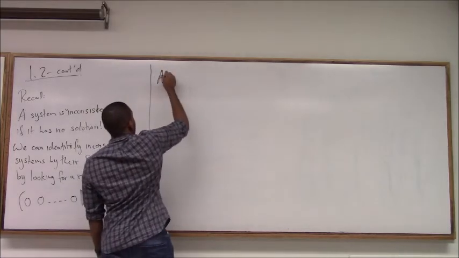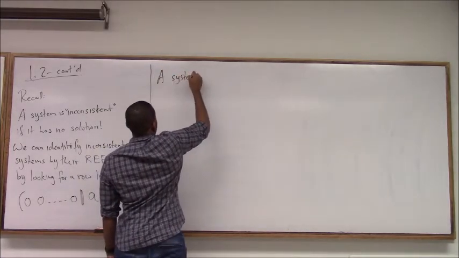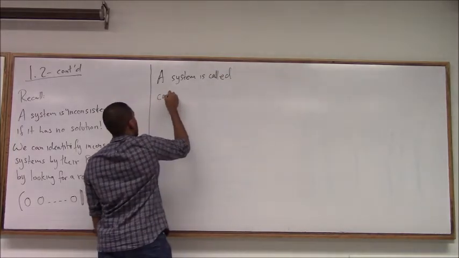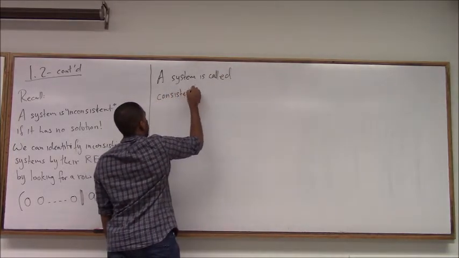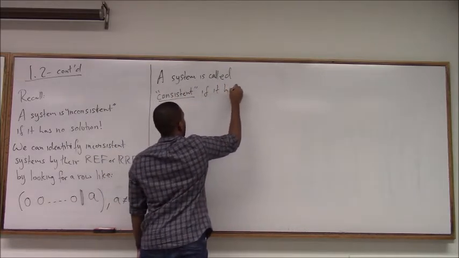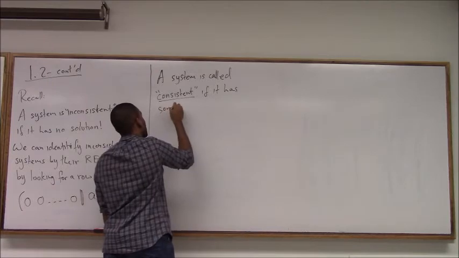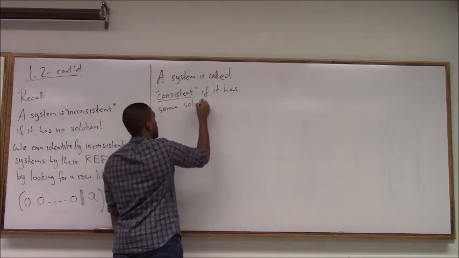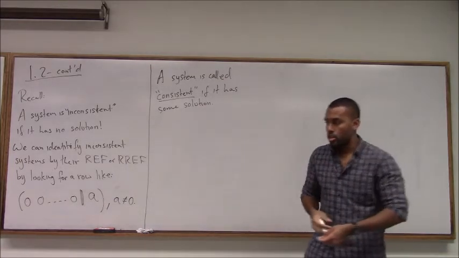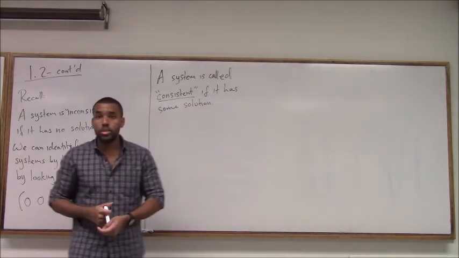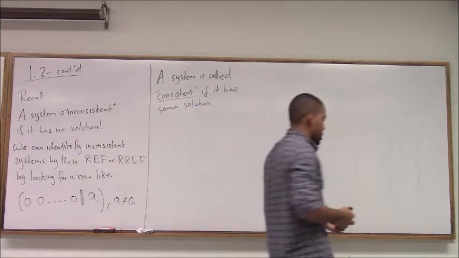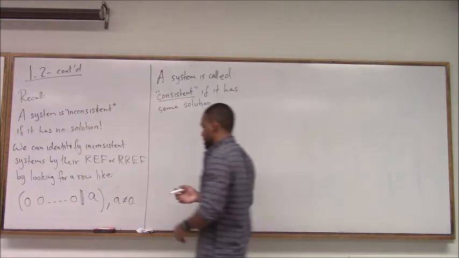A system is called consistent if it has some solution. Now let's actually qualify that a little bit, because last time we did a bunch of examples, and I told you guys that there are only 3 situations, so now I'm going to give you a theorem that says just that.